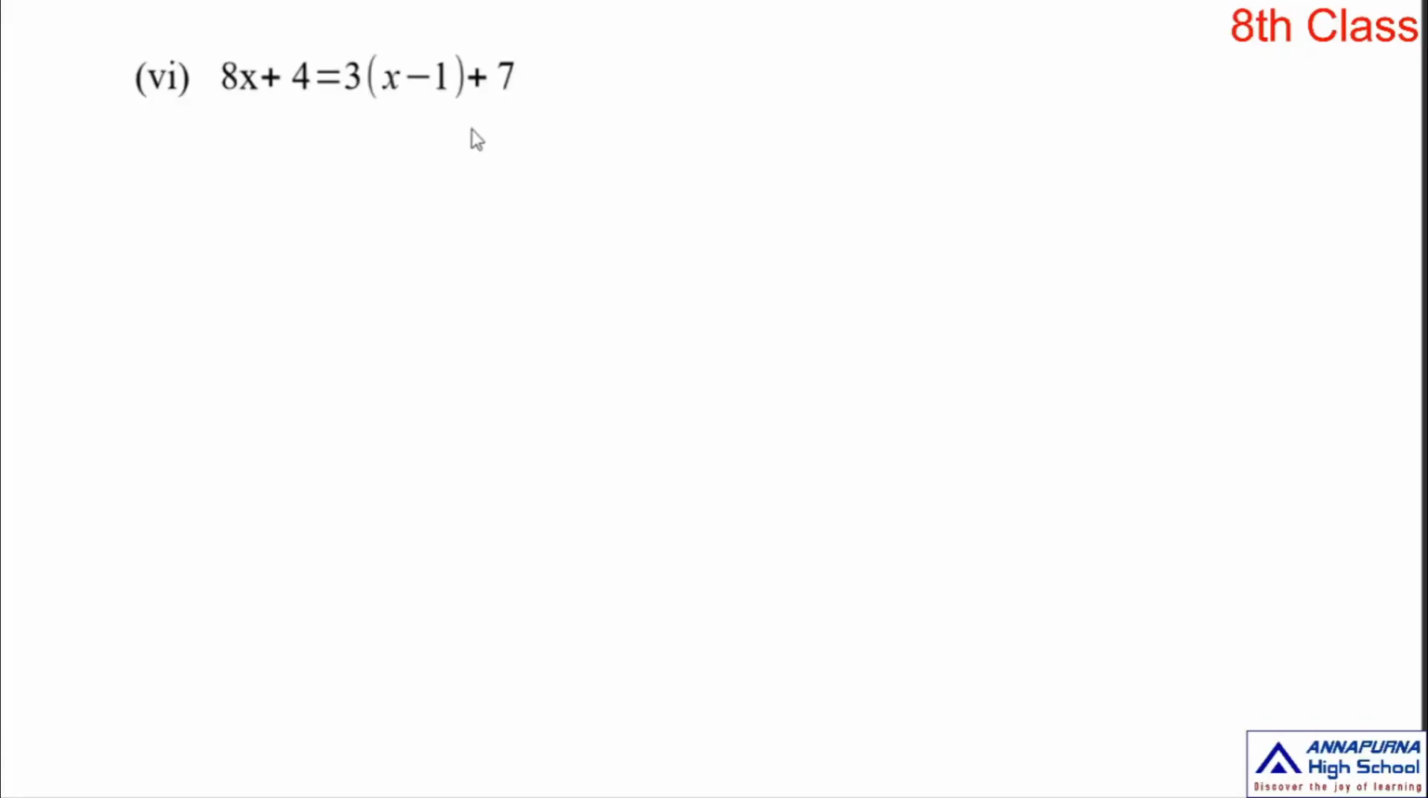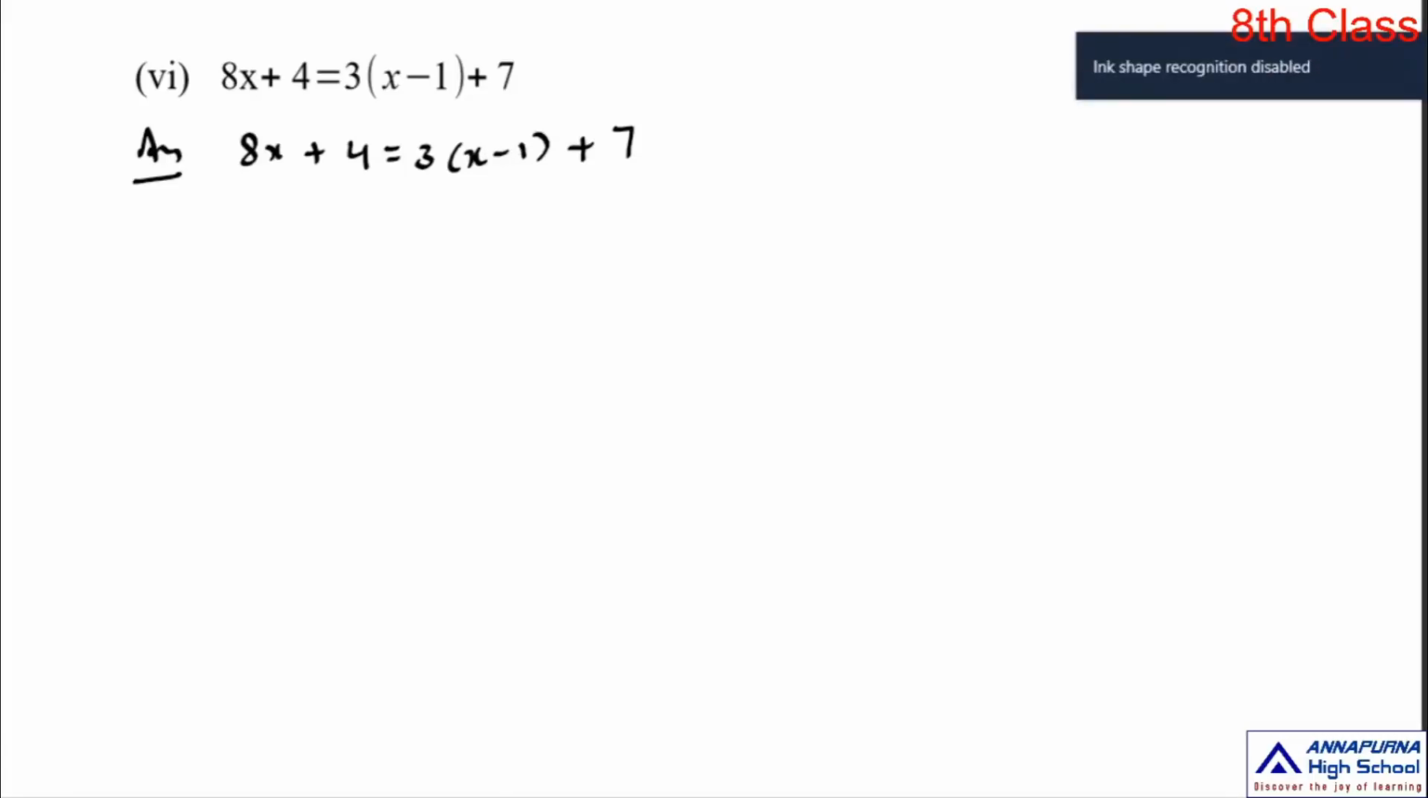And let's come to the next one. Here the next equation is 8x plus 4 is equal to 3 into x minus 1 plus 7. So this is the given equation. Observe the left side part and right side part. The left side part is 8x plus 4 and the right side part is 3 into x minus 1 plus 7. In the right side part here we have brackets. So first remove that bracket, then start your work.